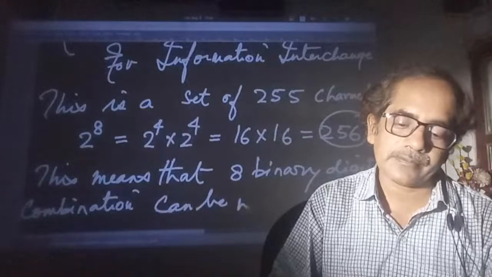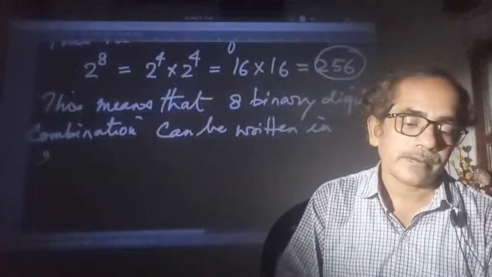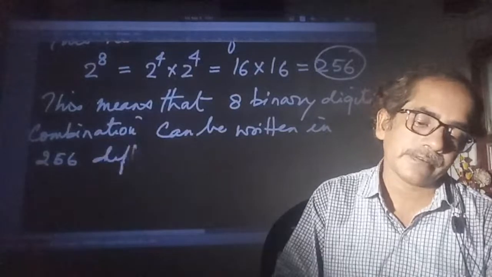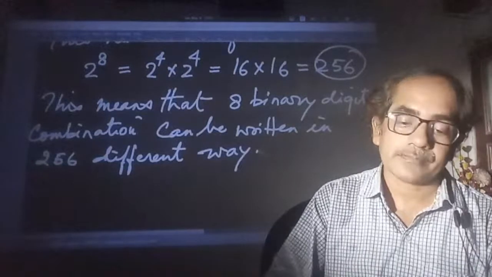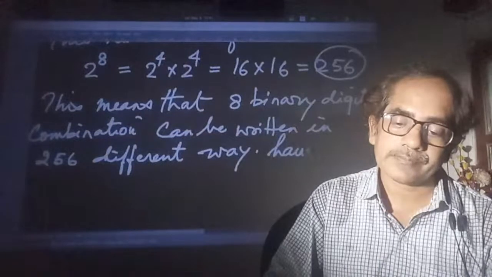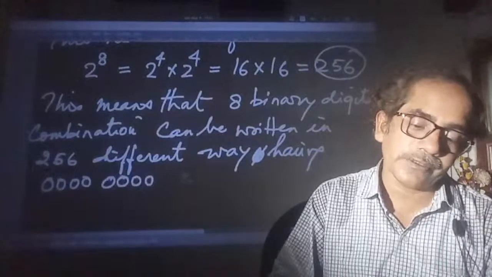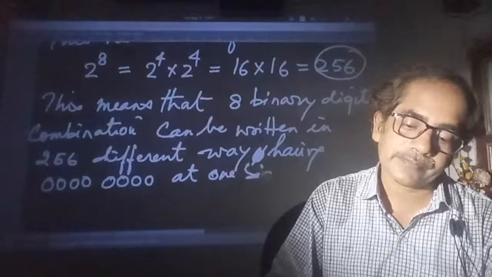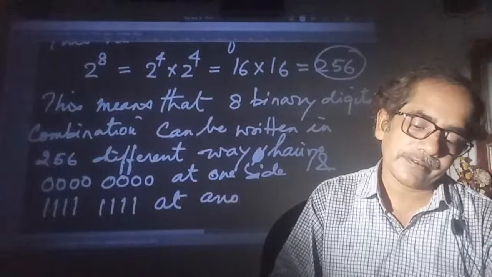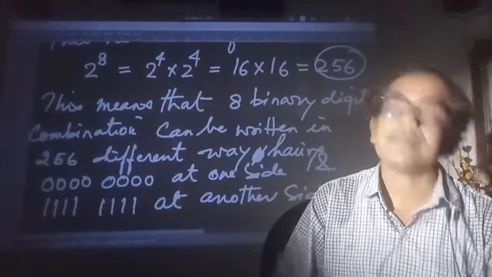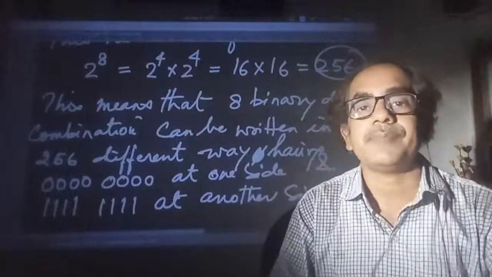can be written in 256 different ways, having 0 0 0 0 0 0 0 0 at one side and 1 1 1 1 1 1 1 1 at another side. So different combinations of zeros and ones can be written.